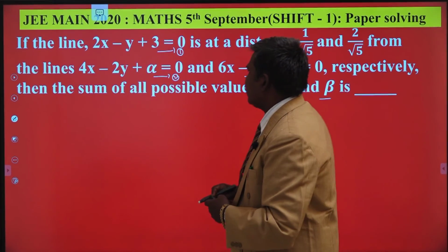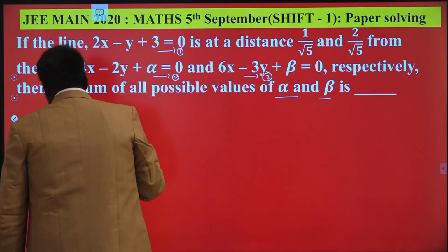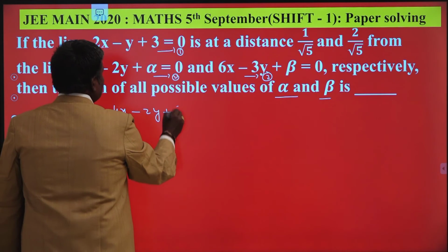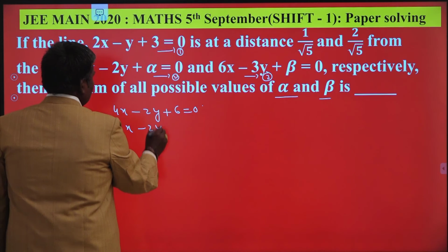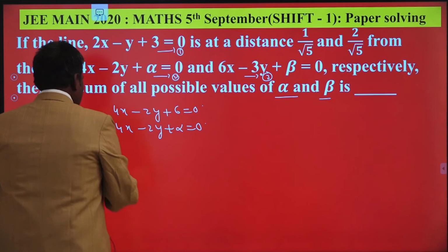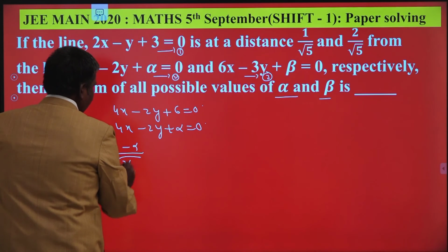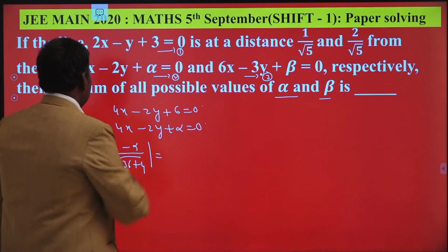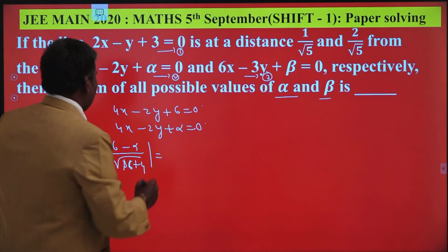Just by observation itself, these two are parallel as well as these two are also parallel because the slopes are equal. Understand? Now, multiply the first equation by 2 itself, we get 4x minus 2y plus 6 equals 0. And this is 4x minus 2y plus alpha equal to 0. What is the parallel distance between them? Modulus of 6 minus alpha by root of 16 plus 4 is equal to 1 by root 5.